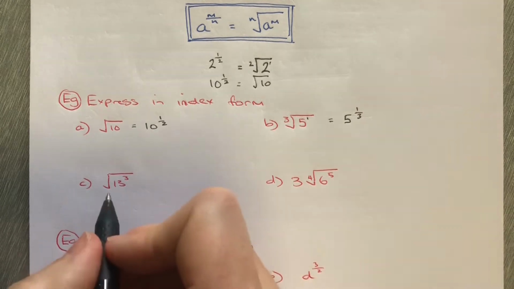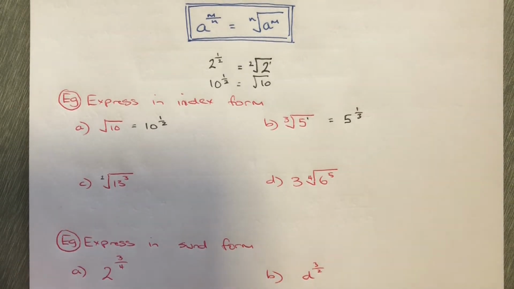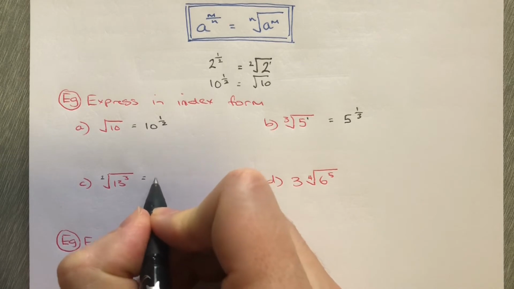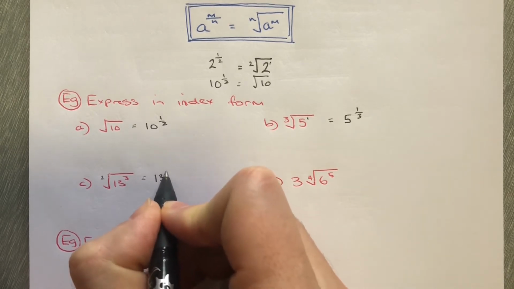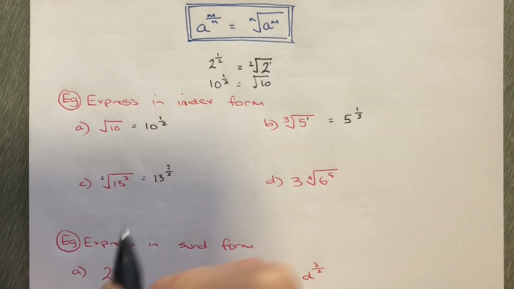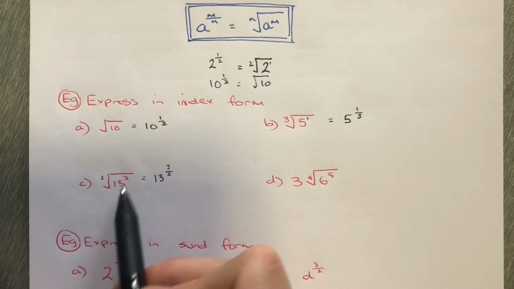Okay, now let's have a look over here. This is just a square root. Remember, people don't write that 2 out the front there, but if you want to put it down to make it a bit easier for you, that's fine. We could write this one as 13. Now that 2 goes down the bottom and that 3 would go up the top of the fraction. So 13 to the power of 3 on 2 is the same as that.